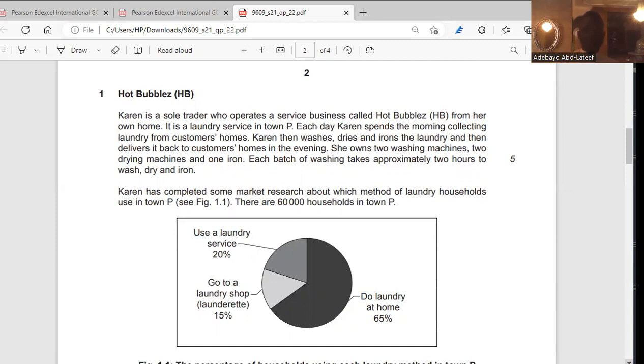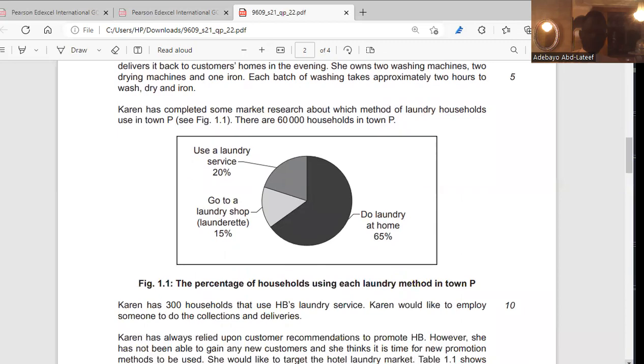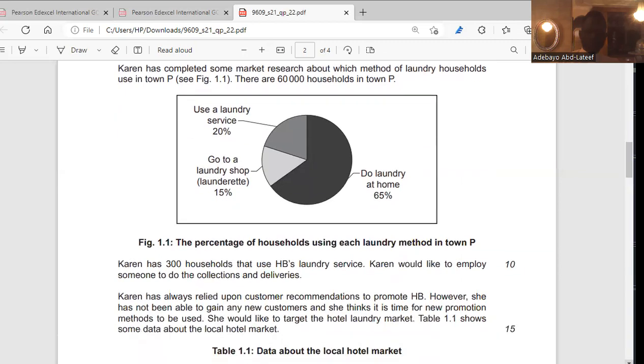Karen has completed some market research about which method of laundry households use in town. There are 60,000 households in Townpete. Karen has 300 households that use HB's laundry service. Karen would like to employ someone to do collections and deliveries. Karen has always relied upon customer recommendations to promote HB. However, that has not been able to gain any new customers, and she thinks it is time for new promotion methods to be used. She would like to target the wholesale laundry market. Table 1.1 shows some data about the local laundry market.